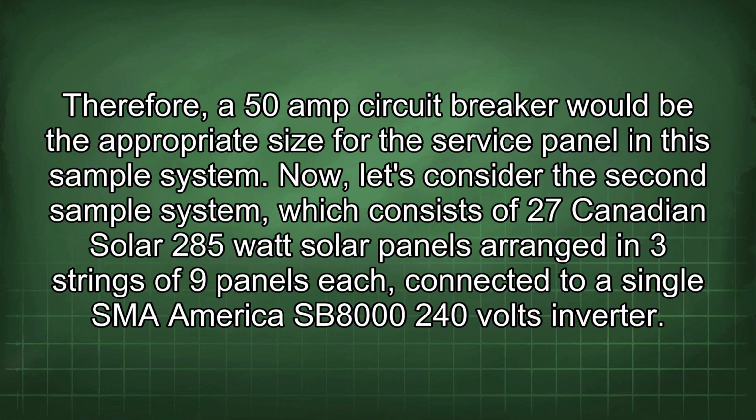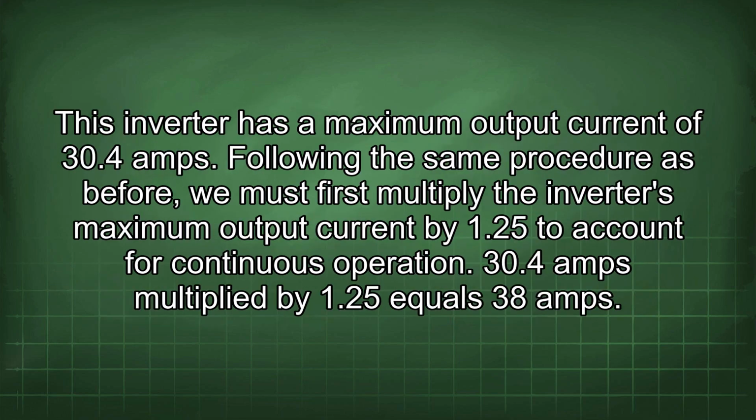Now, let's consider the second sample system, which consists of 27 Canadian Solar 285-watt solar panels arranged in 3 strings of 9 panels each, connected to a single SMA America SB 8240 volts inverter. This inverter has a maximum output current of 30.4 amps.